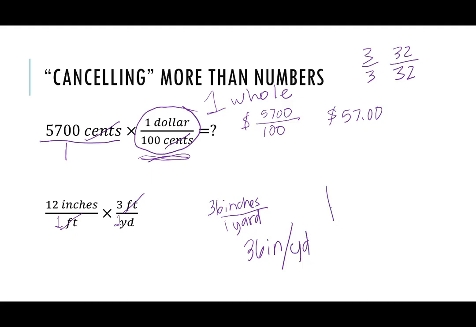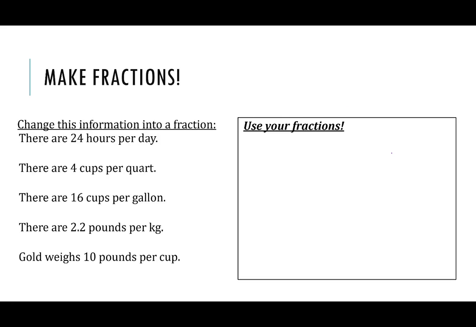And I did just say a word that might be new to you, and maybe you haven't thought about it this way. The word per, as in miles per hour or inches per yard. It means division or a fraction. So if you see the word per, you can convert it into a fraction. Let me show you some examples. So here are 5 statements that each have that word in them. And we're going to create fractions to represent that statement.